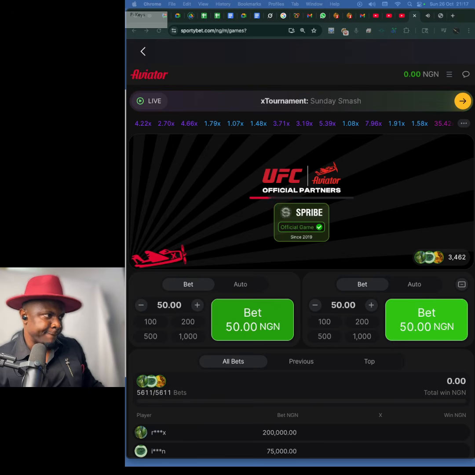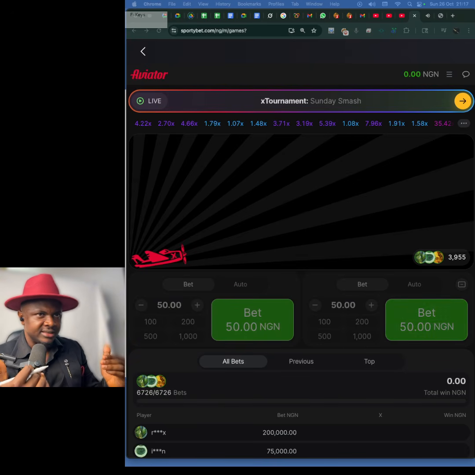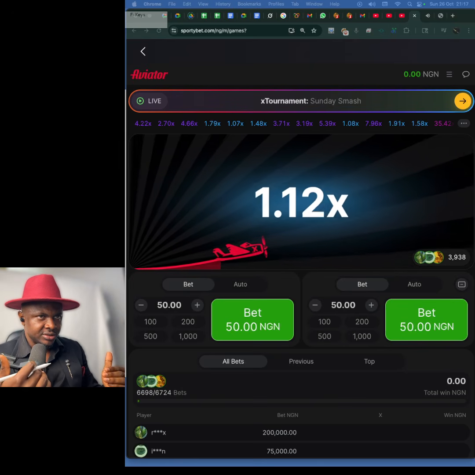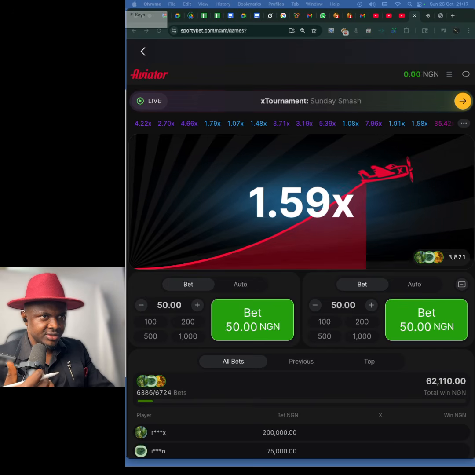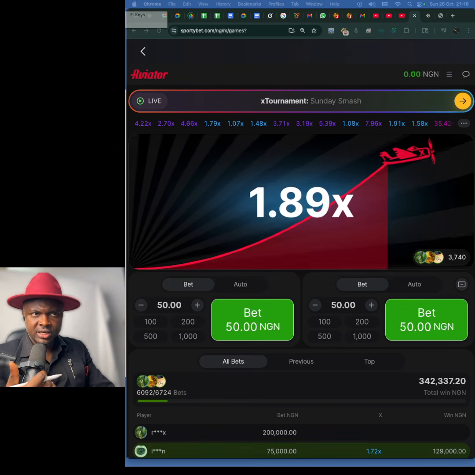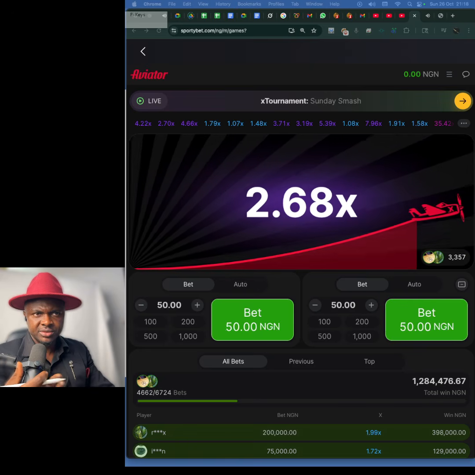Pay attention. You see where it's saying 3,000, and that 3,000 is dropping. These are people who are cashing out. The system still has enough money to pay these people, so it has already started settling them. They're making money. It's cashing out.